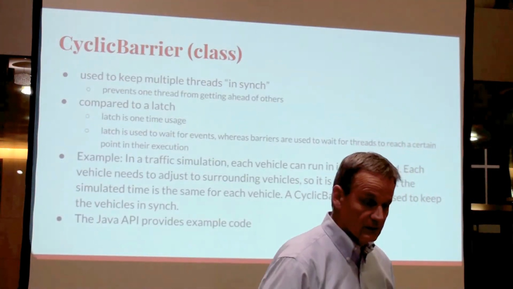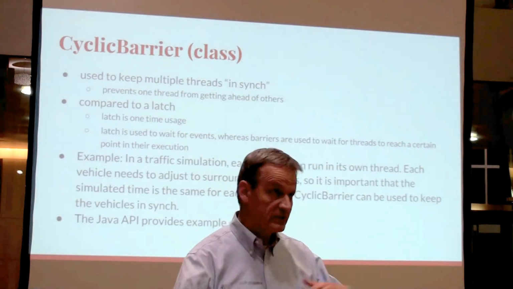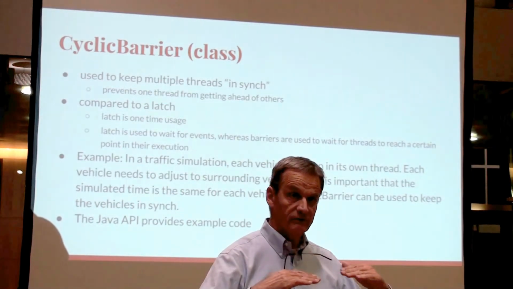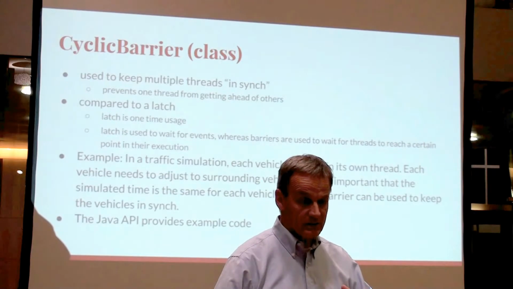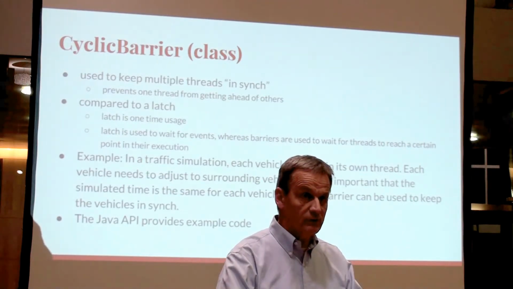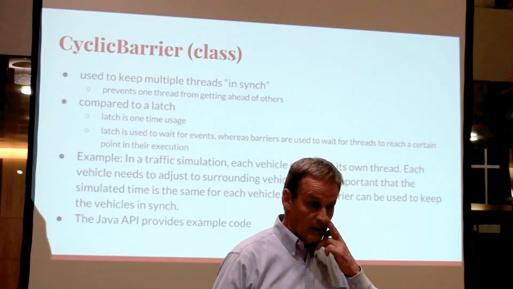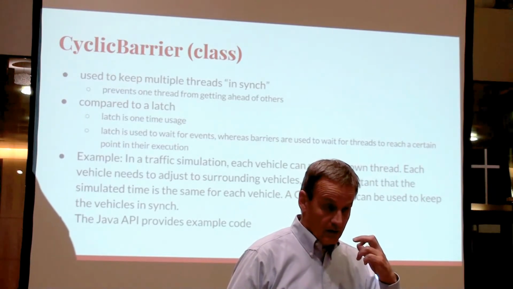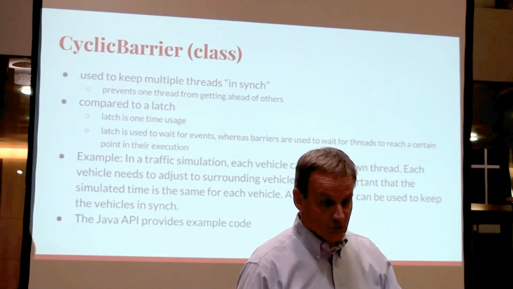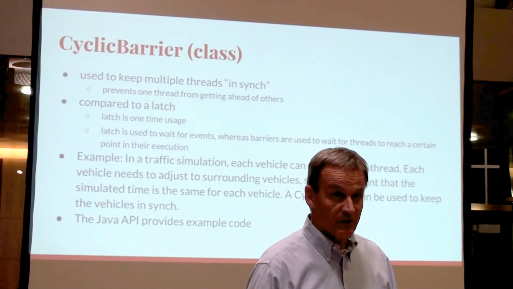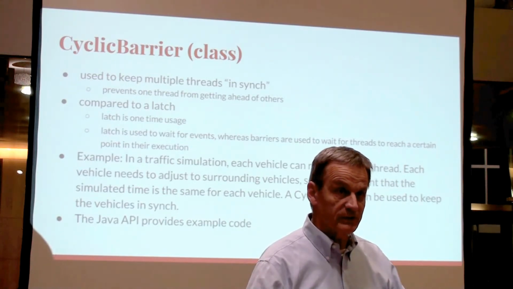Cyclic barrier. I mentioned how the synchronous queue can be used to have a rendezvous of two threads. Cyclic barriers can be used to have a rendezvous across multiple threads. The latch, once it's used, is a one-time thing. The cyclic barrier can be used multiple times.